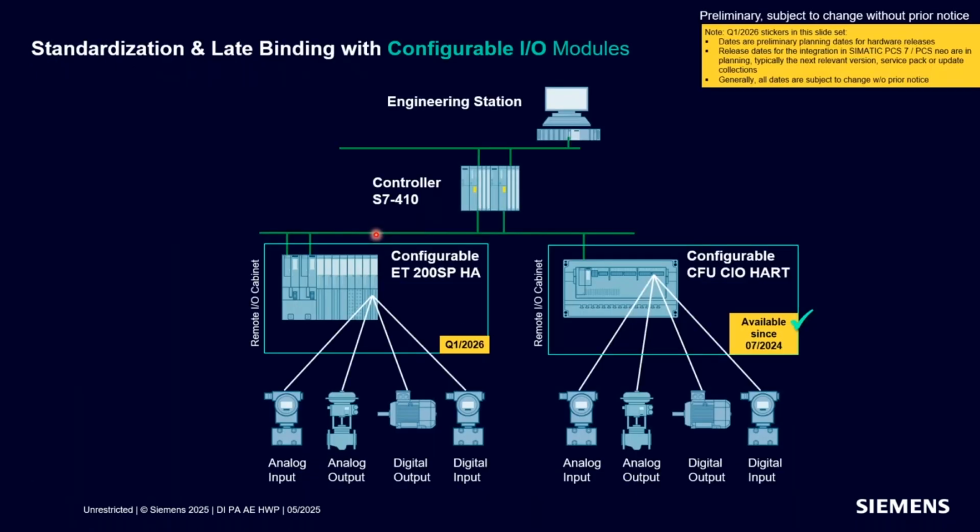I now mentioned the topic of the CFU CIO HART. It has been available for nearly 1 year, and giving you also an outlook into the future: for 2026, we also plan the same module for our ET200 SP HA. With the same functionalities it already has for the CFU CIO HART, we will have a configurable module for the ET200 SP HA, where all those signal types, as I mentioned before, can also be configured on the software side.